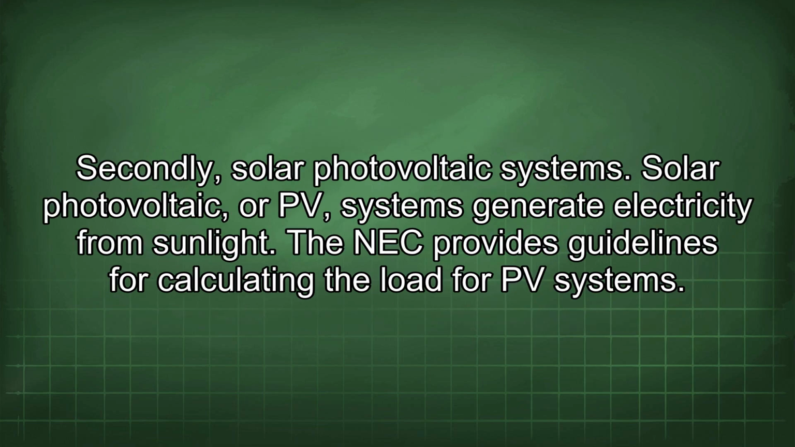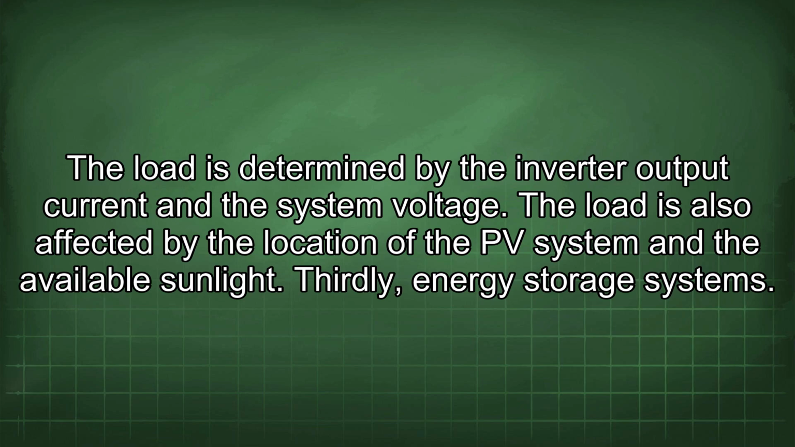Secondly, solar photovoltaic systems. Solar photovoltaic, or PV, systems generate electricity from sunlight. The NEC provides guidelines for calculating the load for PV systems. The load is determined by the inverter output current and the system voltage. The load is also affected by the location of the PV system and the available sunlight.